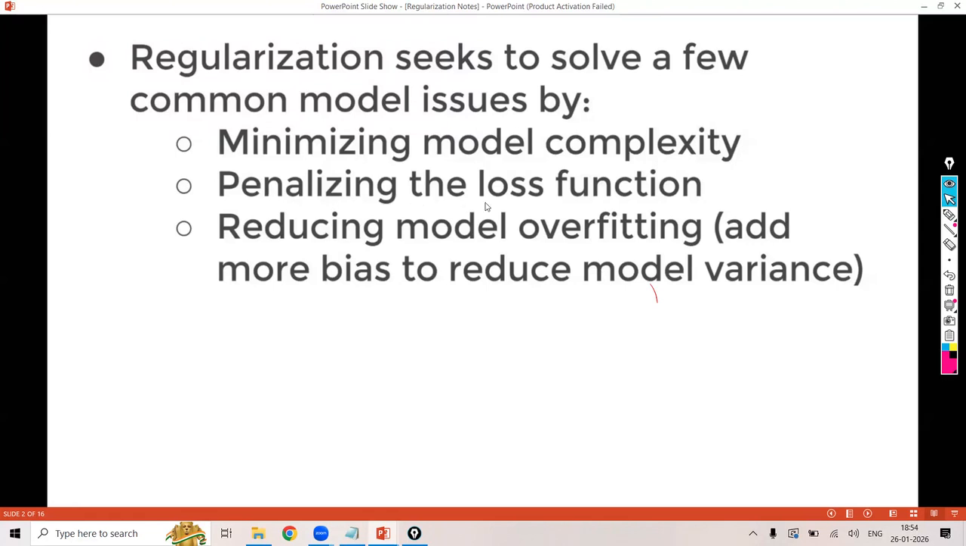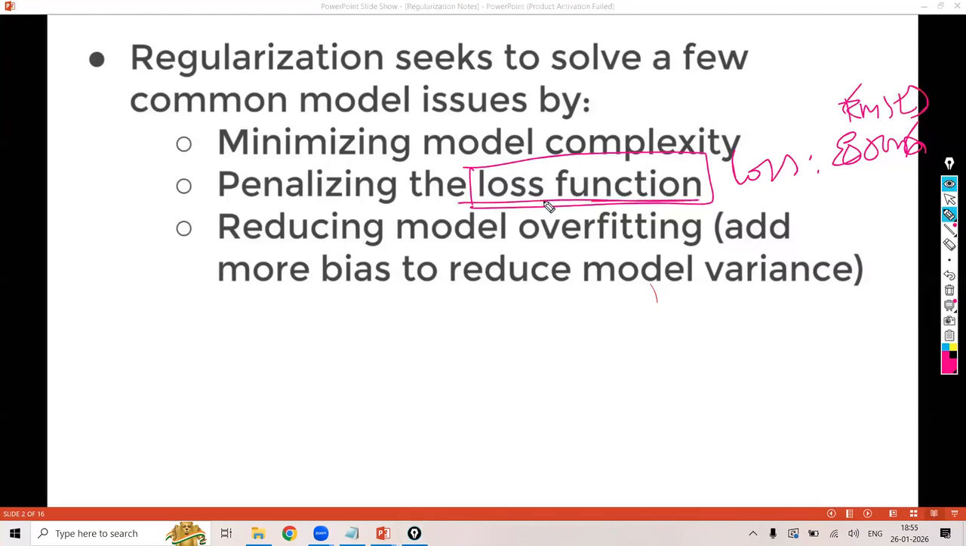It penalizes the loss function. What is meant by loss function? We call it error. Loss means which one has to be less, which is error. So which is nothing but RMSE. So we call the loss function RMSE. So penalizing means decreasing the loss function.